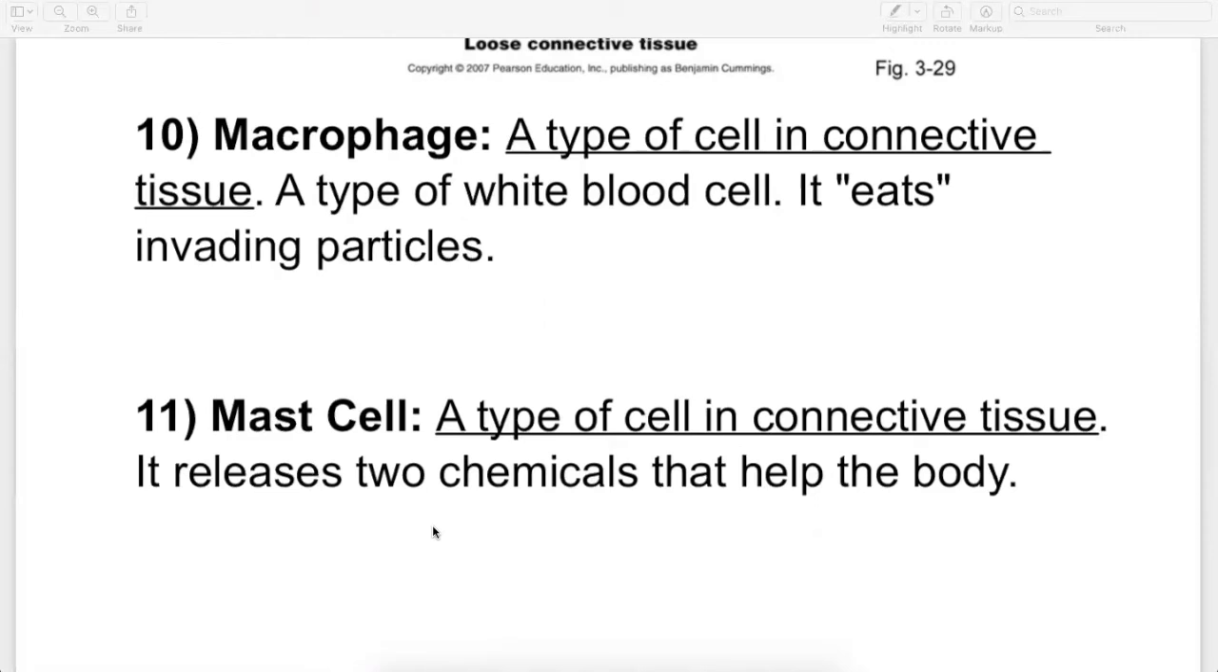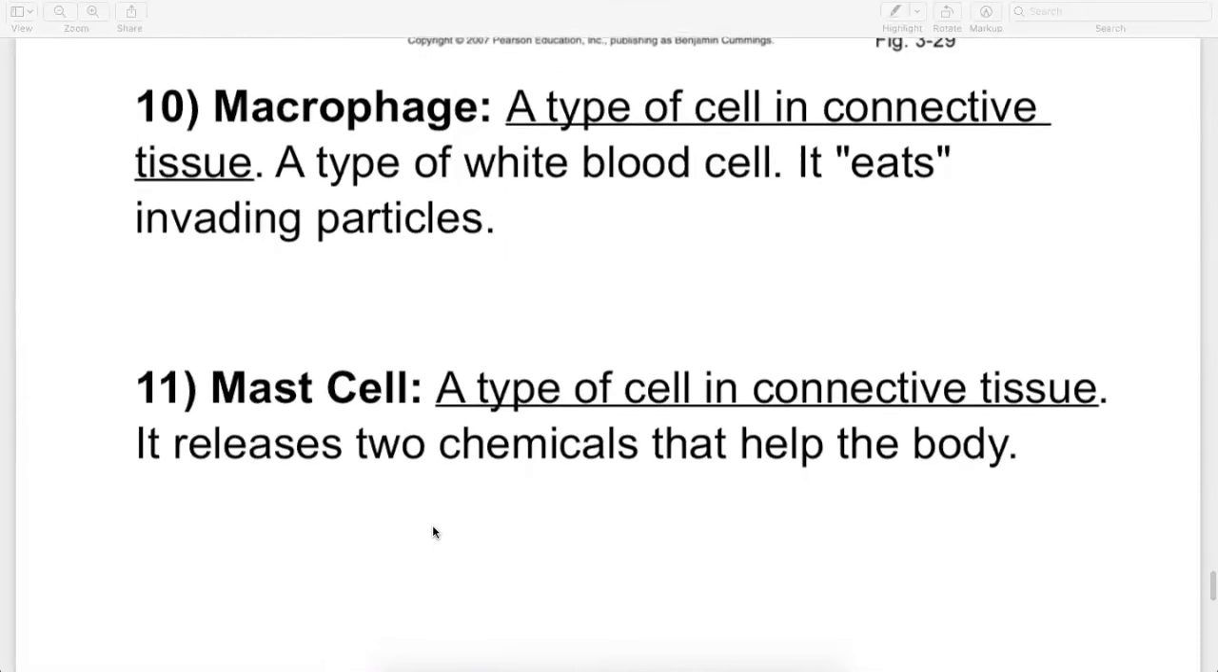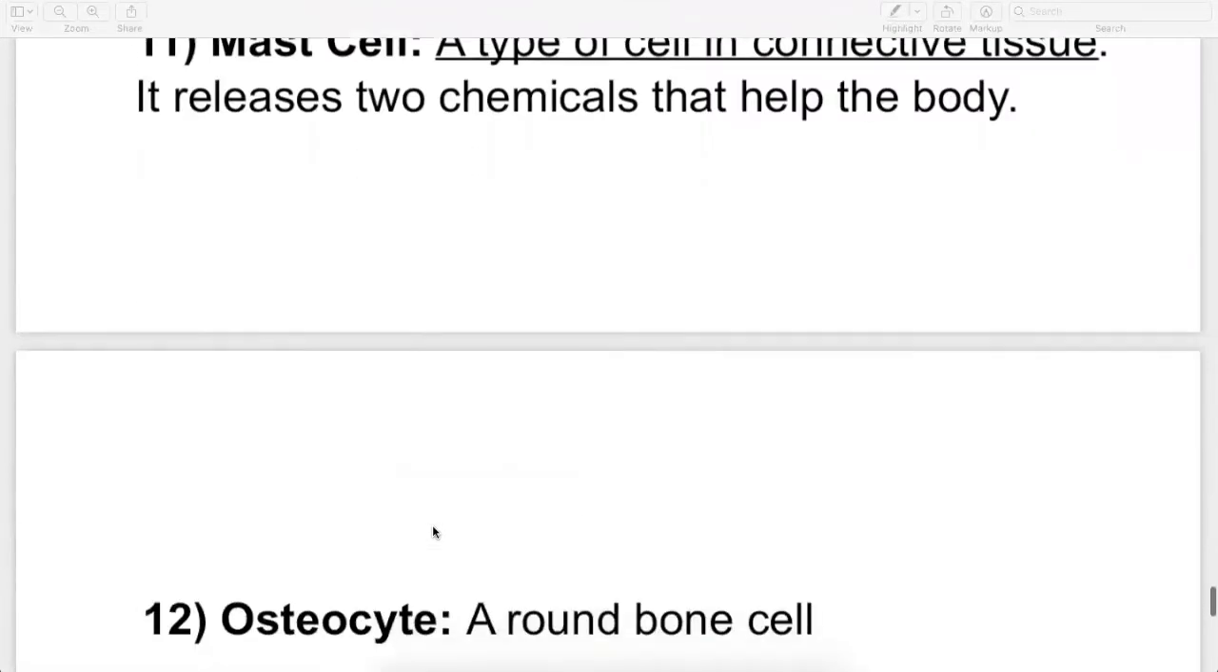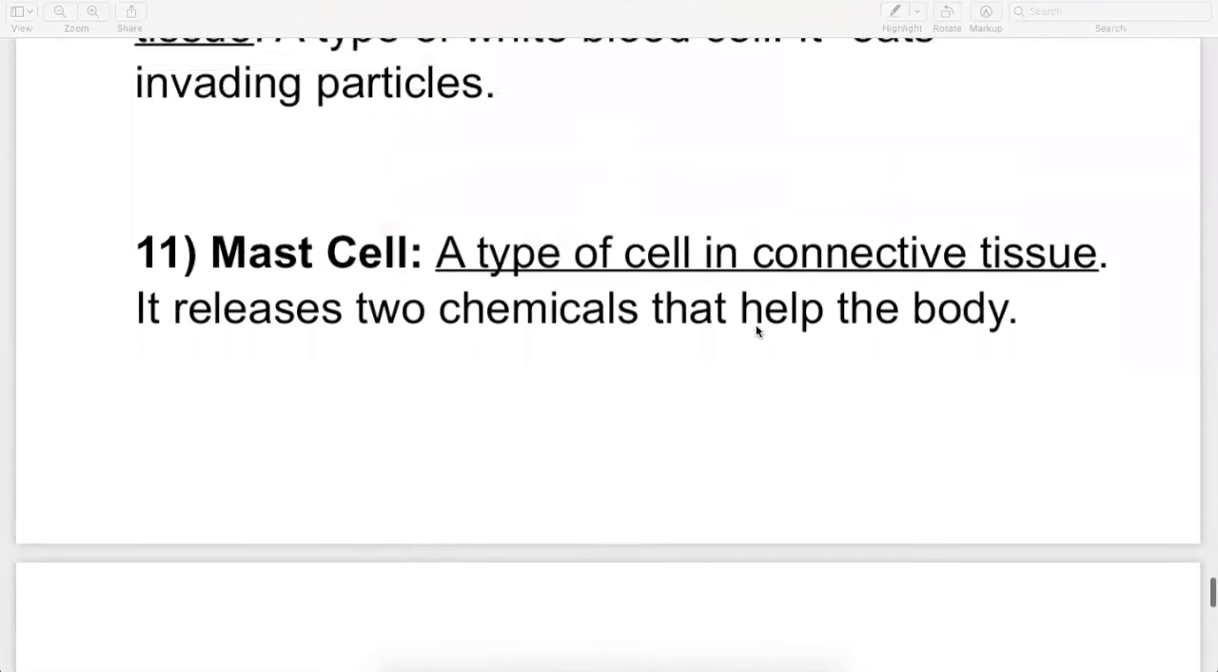And a mast cell is actually not going to attack invading particles. This is a type of white blood cell that is going to affect you directly. Right? This is going to release chemicals. Again, we call these chemicals hormones. Hormones are any chemical that tells your body what to do. It releases these two chemicals that are going to eventually help your body. And I thought I had these chemicals listed here. I don't. It'll be in the notes, but they're called heparin and histamine.